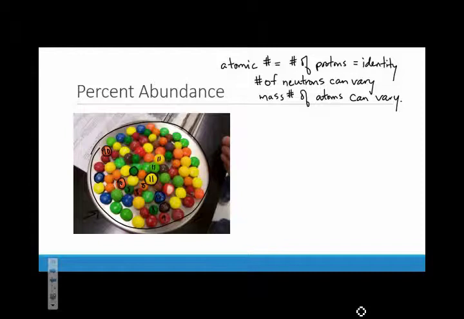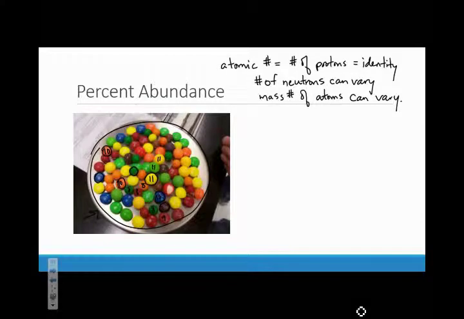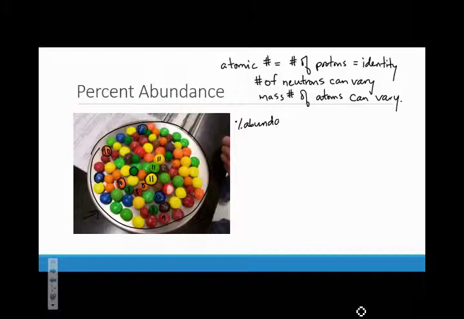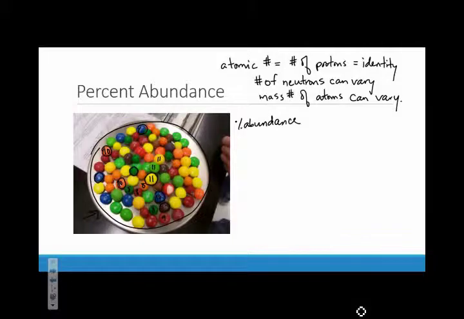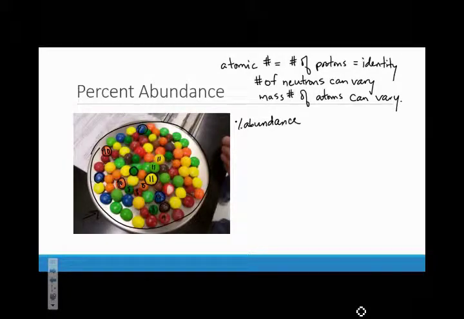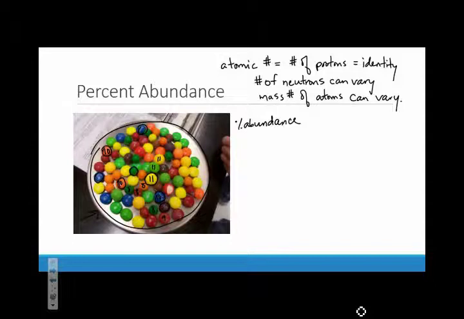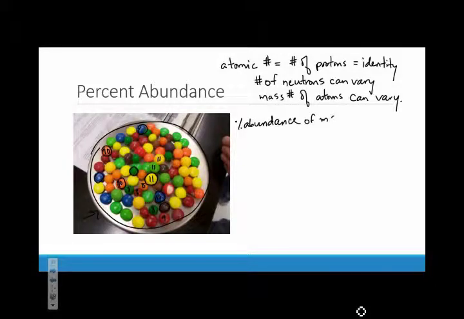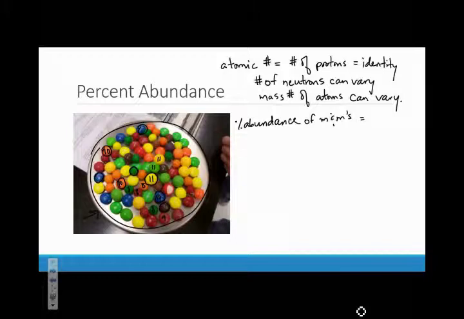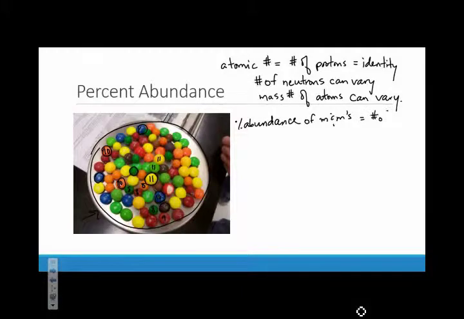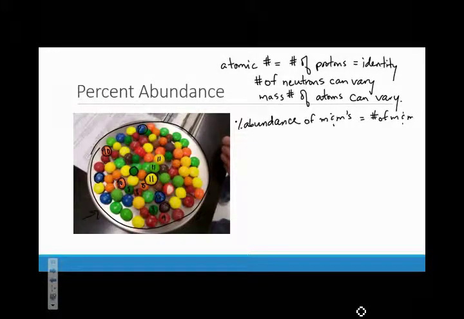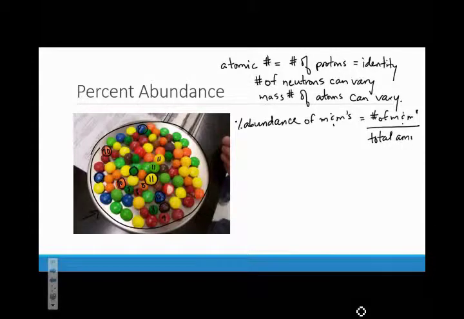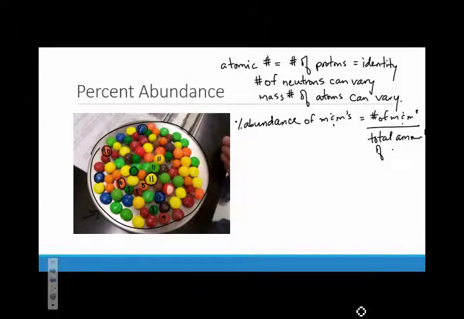So, percent abundance. Let's say I wanted to calculate the percent abundance of the M&Ms. The percent abundance is really just the percent. The reason abundance is in there is because it's referencing the fact that this is part of a mixture of something. So if I want the percent abundance of M&Ms, then I would need to know the number of M&Ms divided by the total amount of candy.